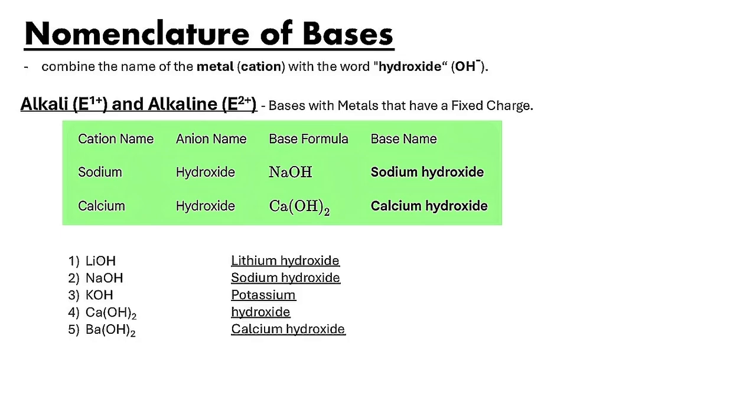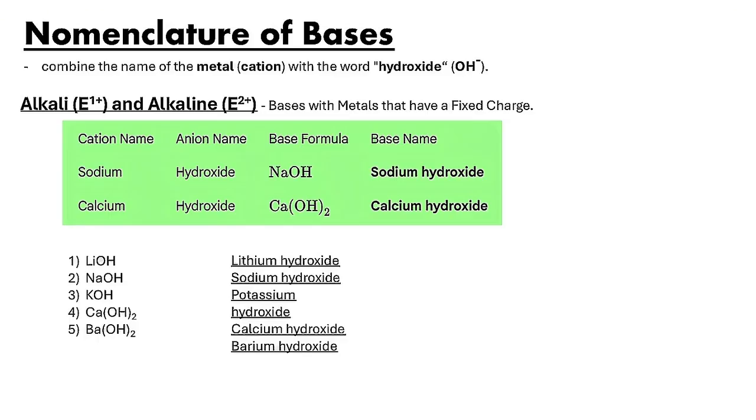But in the formula, why does it have parentheses around our OH? It's because Ca is 2 plus and OH is 1 negative. So if we crisscross that, the 2 will now be a subscript of our OH. So we need to put that in parentheses and put 2 outside. Now Ba, the same as barium as well. Barium is 2 plus. That's why the OH is also in parentheses with a 2. So since it's barium and hydroxide, it's barium hydroxide.